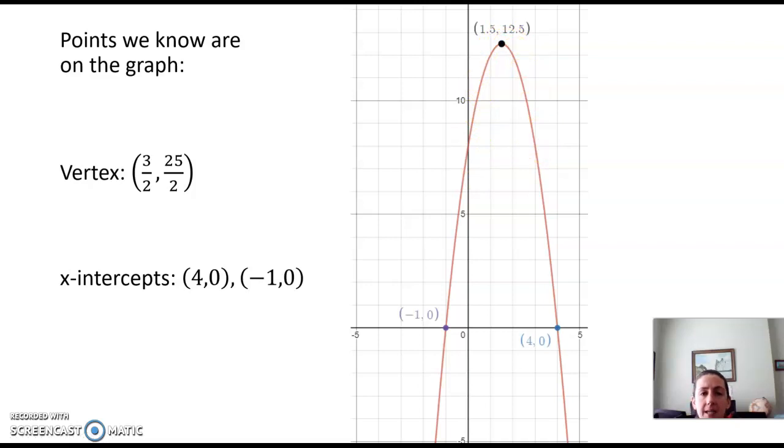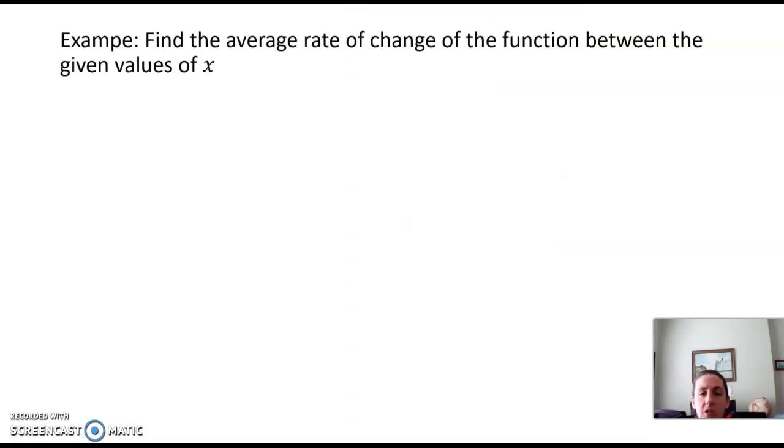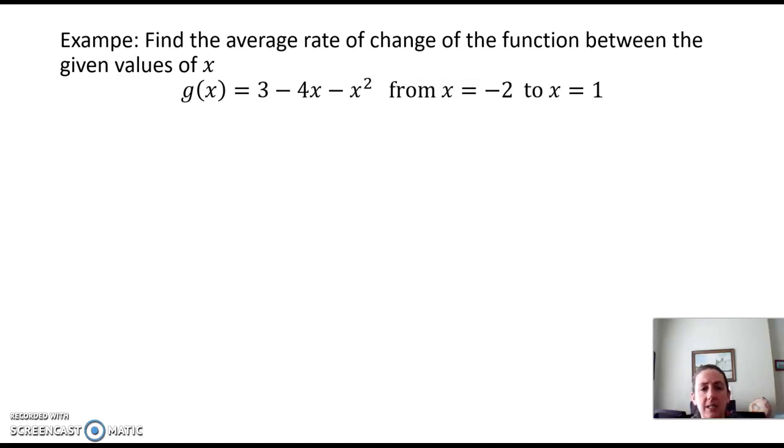All right, and the last thing we're going to talk about is that average rate of change. So remember, the average rate of change is the slope of the secant line. It's the straight line that connects those 2 points on the curve. So if I wanted to find the average rate of change of g of x equals 3 minus 4x minus x squared from x equals -2 to x equals 1, I'm looking for the slope of the secant line, the line that connects the 2 points when x is -2 to x equals 1.